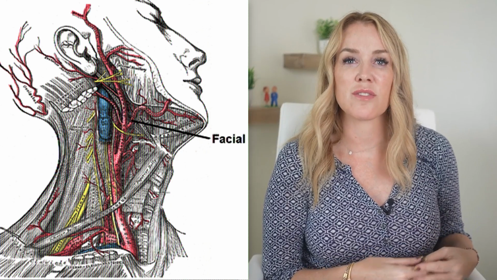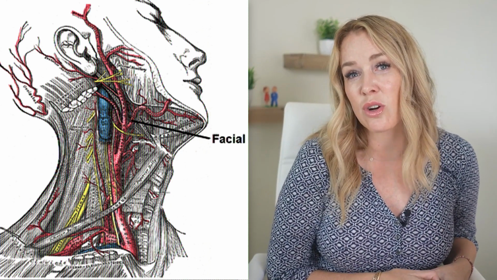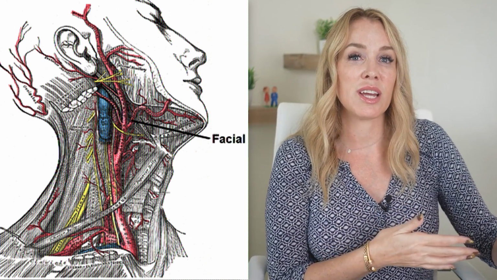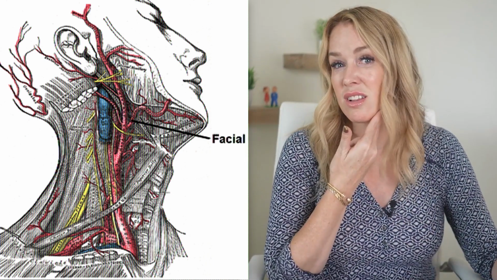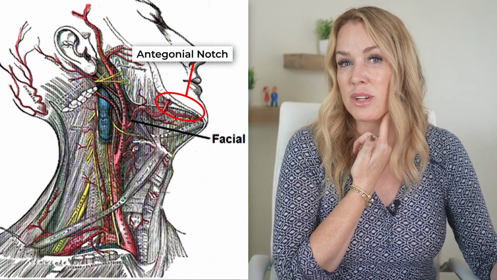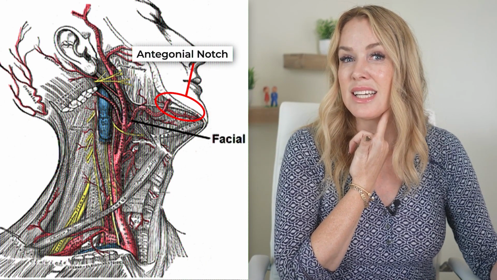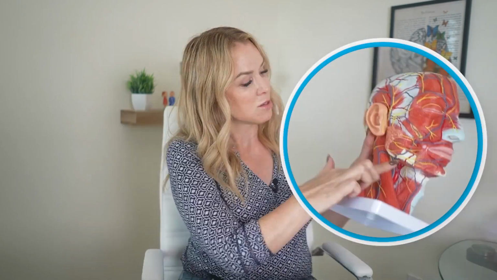The facial branch of the facial artery branches from the external carotid artery and runs under the platysma. The facial artery enters the face along the jawline at the level of the antegonial notch, which is a little divot just below the masseter and the DAO. With light pressure, a pulse can be palpated here. So it would be right here where the facial artery comes in.